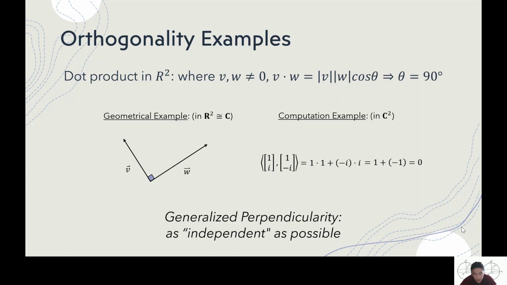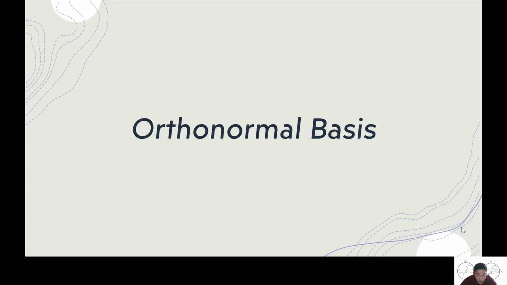So what if I fixed a vector? If I knew the dimension of the inner product space, could I know how many pairwise orthogonal vectors existed in said inner product space? So this leads us directly into our next concept of orthonormal bases.